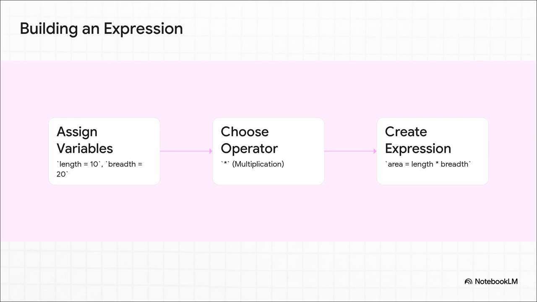Say we want a super simple recipe to calculate the area of a rectangle. Okay, step 1, we get our ingredients. We'll store the number 10 in a variable called length and 20 in a variable called breadth. Step 2, we choose our action. In this case, multiplication, which is just an asterisk. And step 3, we combine them all into one clear instruction, or what we call an expression. And boom, the result gets stored in a new variable called area. See? It's just a sentence.